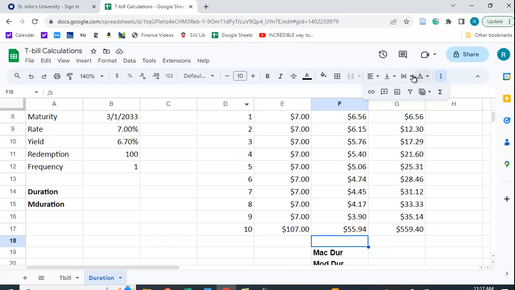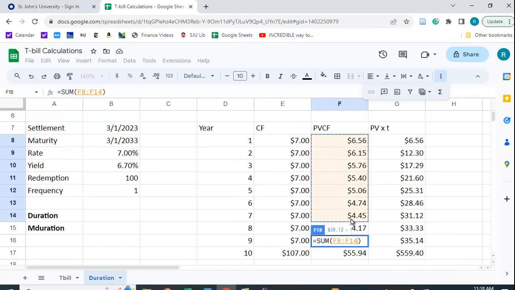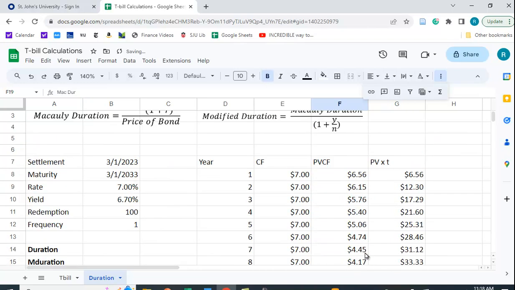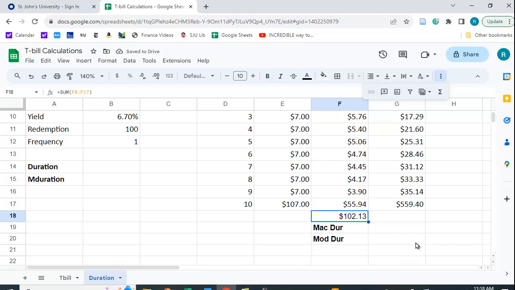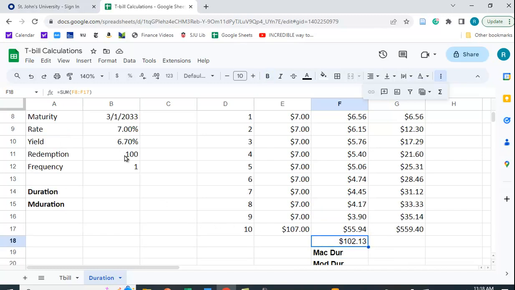If you look at this toolbar, and you don't see anything here, hit these dots, and there's a big sigma. If you hit it, there are some functions. We can sum these by highlighting these cells. I want to be at B17, I believe. I hit enter, and I get $102.13, which makes sense. If the interest rate went down, the bond price should be above the redemption value, the par or face value.